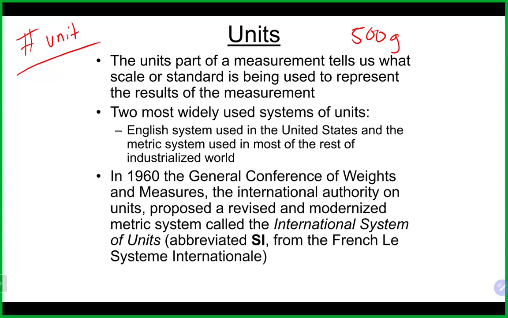So in 1960, they got together and had a conference on units and weights and measures. And they came up with a standardized system of units that's oftentimes used in chemistry, for example, and the sciences. And that is what is referred to as the SI system of units. The SI system of units basically stands for the International System of Units. For the most part, that is going to be the metric system.